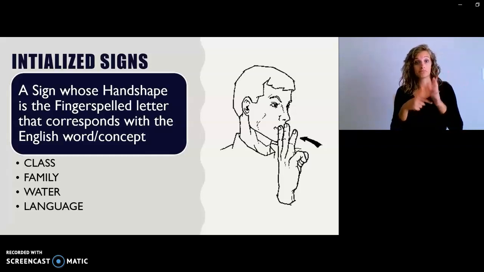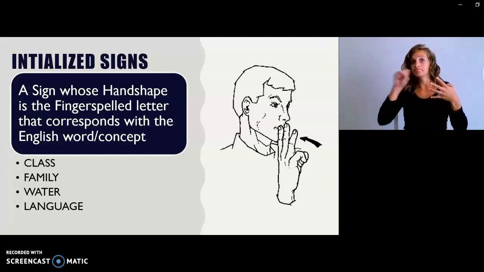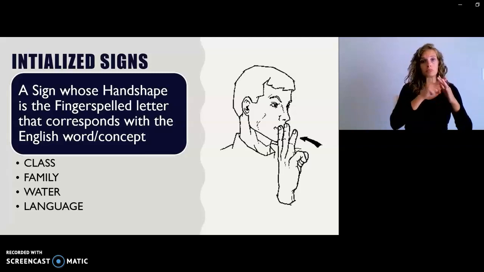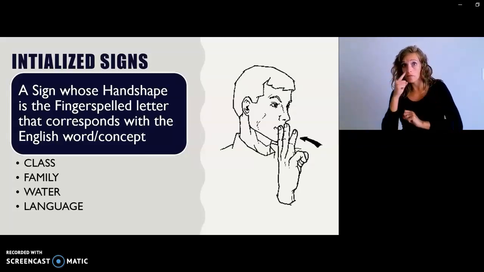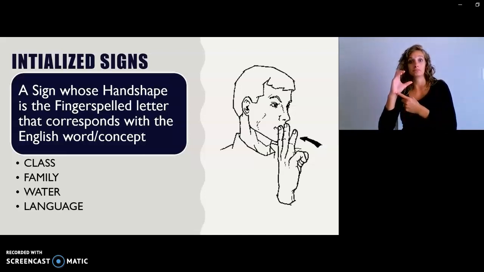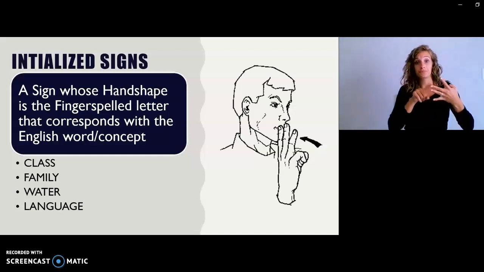So for example, the word class in the English word starts with the letter C, so our sign is going to use the hand shape of the letter C, signing class. Our next example, family, again, it starts with the letter F, so our hand shape is going to be the F hand shape for family.